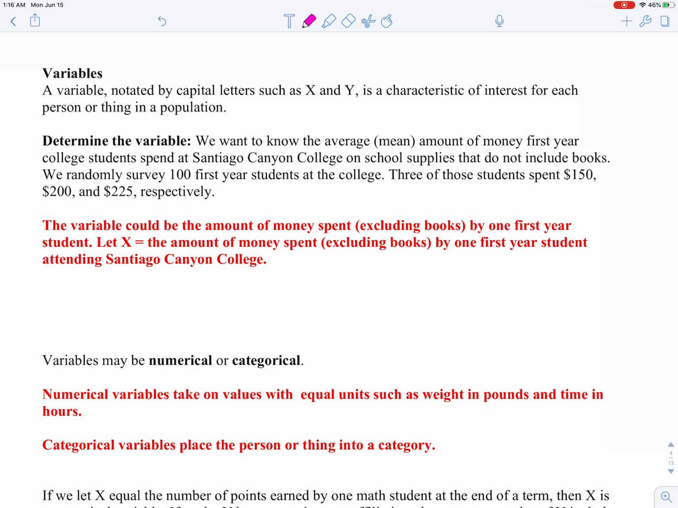All right, so in this case, determine the variable again, same example that we've been working on. So in this case, the variable could be the amount of money spent excluding books by one first-year student. All right, so one particular this time. So let's say we could define the random variable, the variable x, and let x equal the amount of money spent excluding books by one first-year student attending SCC. Right, because that letter x, that variable, can change. Right, and we know that because we saw some examples right here of how those variables can change. Okay.